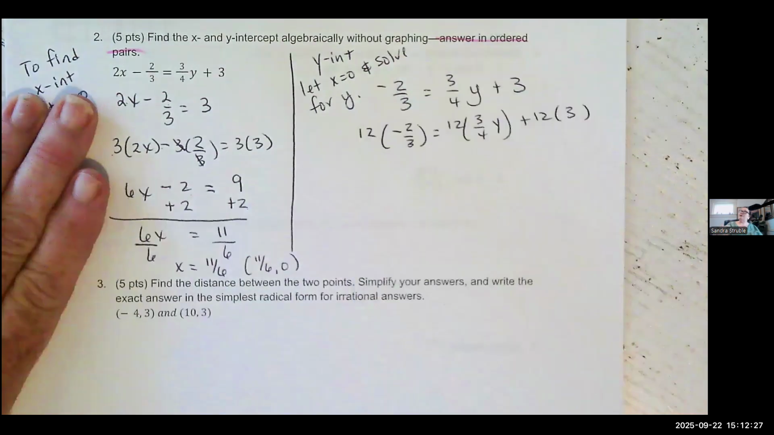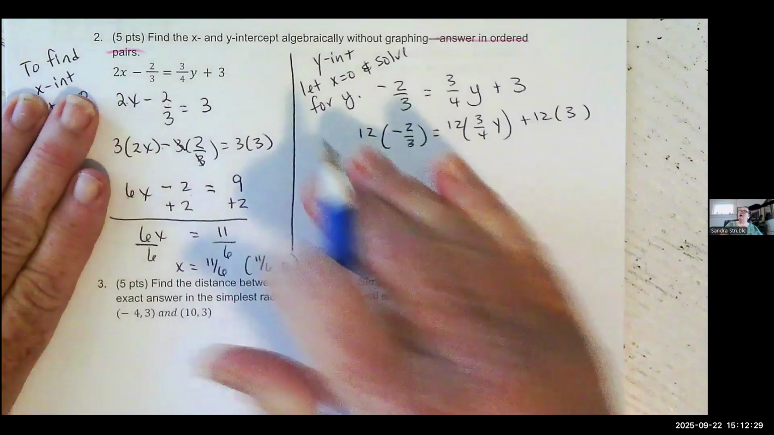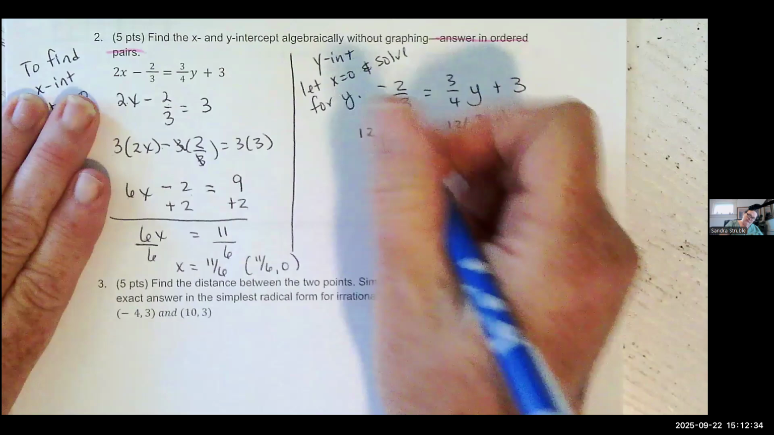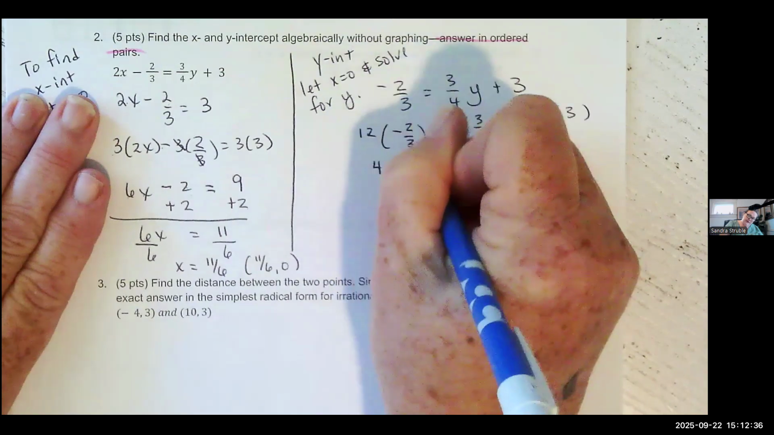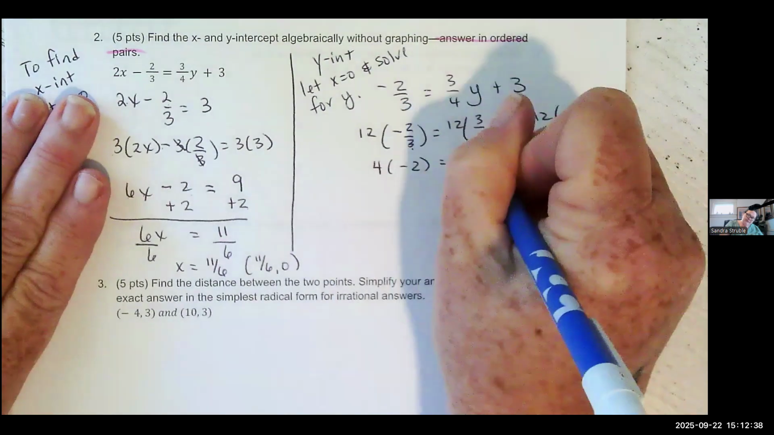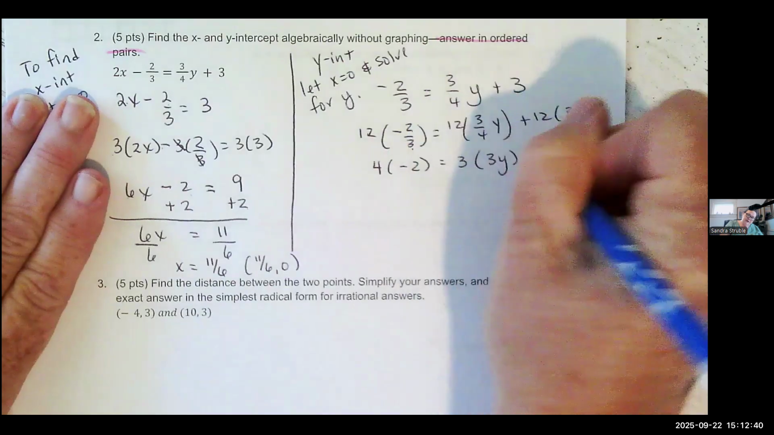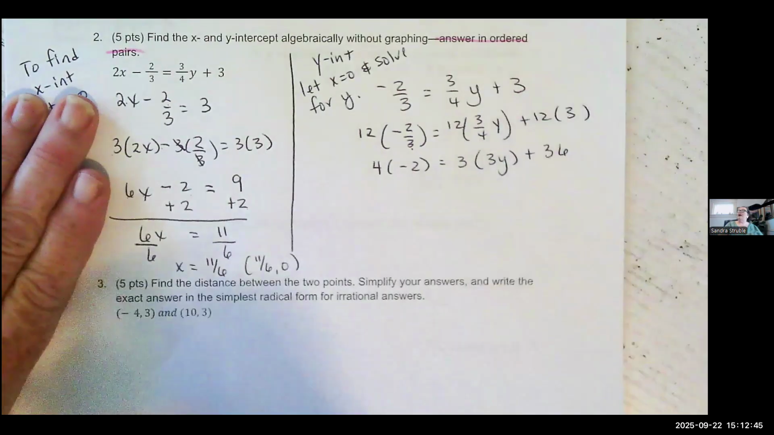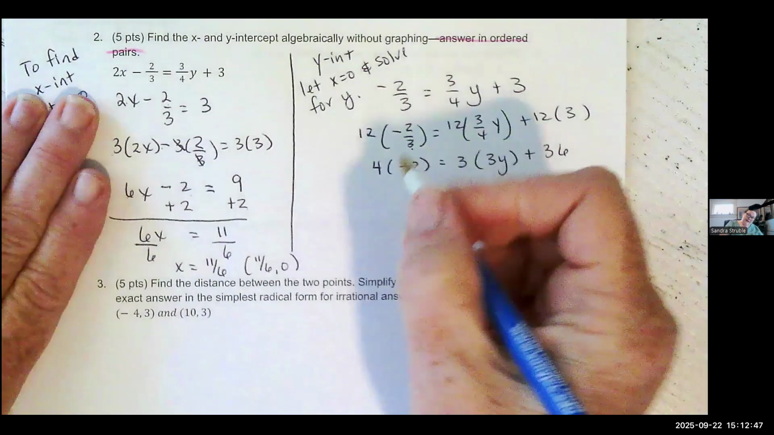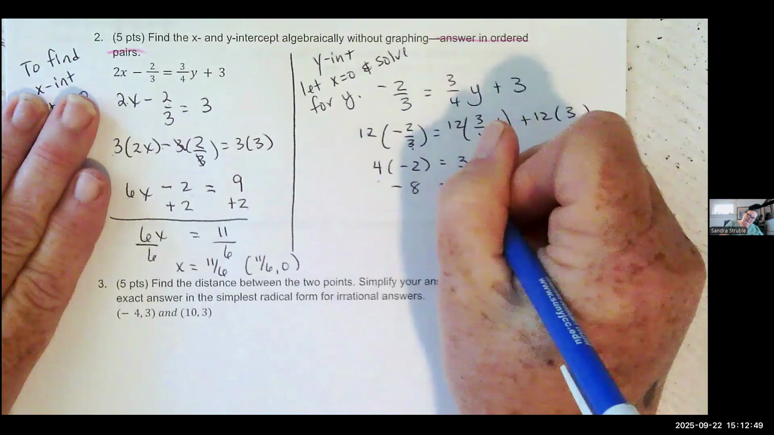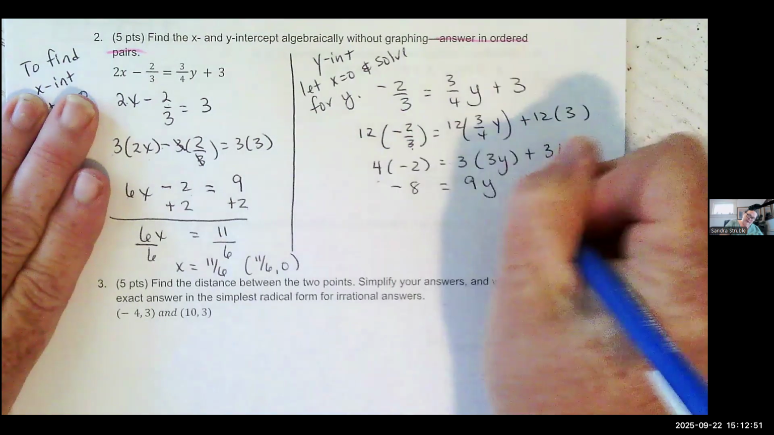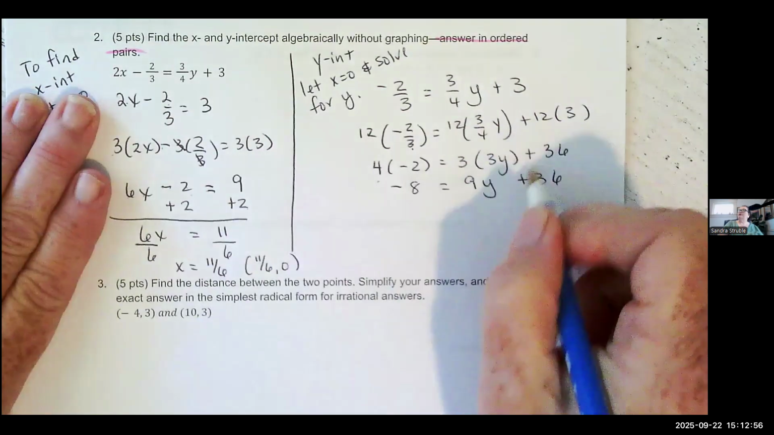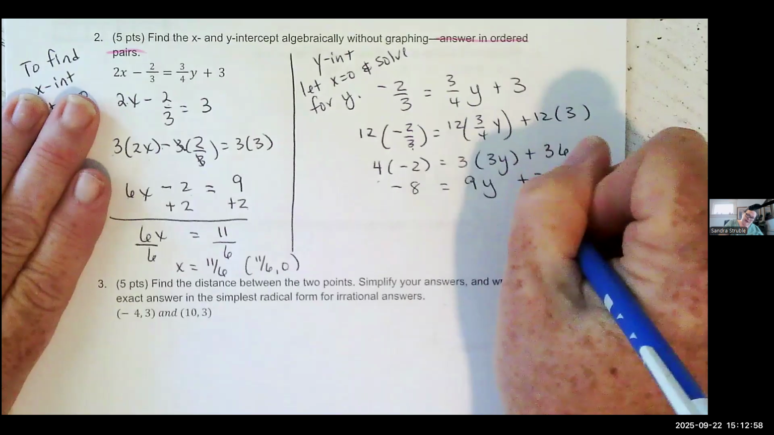Now, the reason we do that is when you come out of this part, you will have no fractions. 12 divided by 3 is 4. 12 divided by 4 is 3. And then 12 times 3 is 36. Now we have no fractions. 4 times -2 is -8. 3 times 3 is 9y plus 36. Now we're going to solve for y. I'm going to move the 36 first. So subtract 36 from both sides.